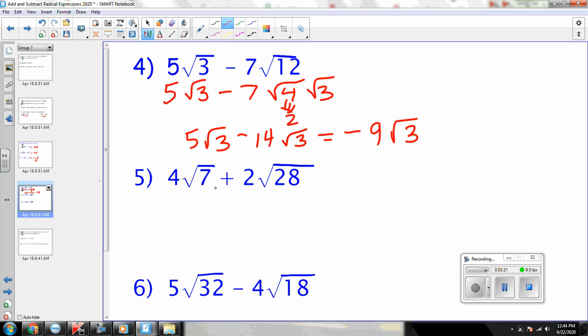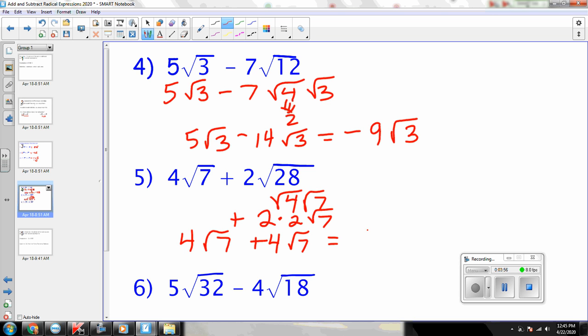Looking at number 5, I have a radical 7 and a radical 28. These are not like radicands. So I'm noticing there is a perfect square number that goes into 28 though. That is 4. Radical 28 is the same as radical 4 times radical 7. Radical 4 is the same as 2. So what I have here is a 2 times 2 radical 7. So 2 times 2 is 4. This simplifies to 4 radical 7. And the first term was a 4 radical 7. So I can add 4 radical 7 plus 4 radical 7 to get 8 radical 7.